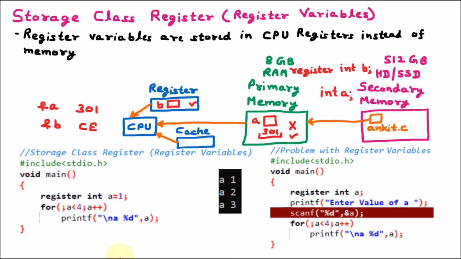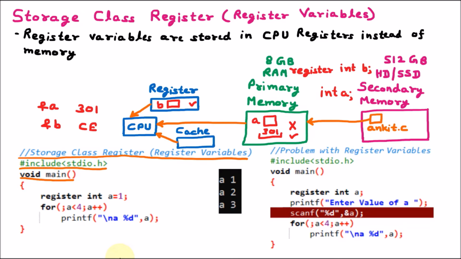To understand more, we are taking an example here. First, there is a comment, storage class register or the register variable. The compiler will not read this line because this is a comment. Afterward, we have #include, which is a preprocessor directive, stdio.h, which is the header file for printf and scanf functions. Then afterward is the void main. Void stands for no return type. Main is the driving function.